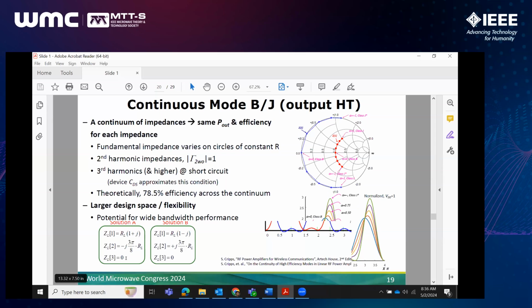So Class BJ gives us a series of waveforms that have the same power and efficiency as Class J or Class B. So essentially we need to choose or implement the appropriate pair of fundamental and second harmonic terminations, and we'll achieve one of these waveforms that gives us the same power and efficiency. So again, it widens the design space considerably from the Class J or Class B operation. Slide 20, please.